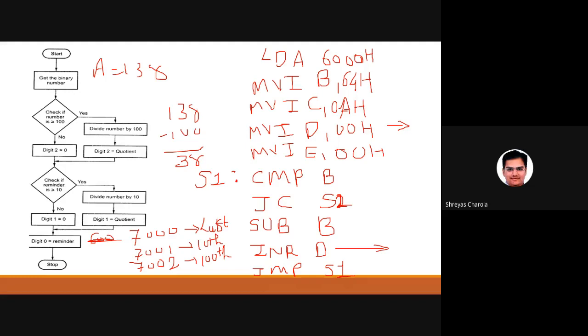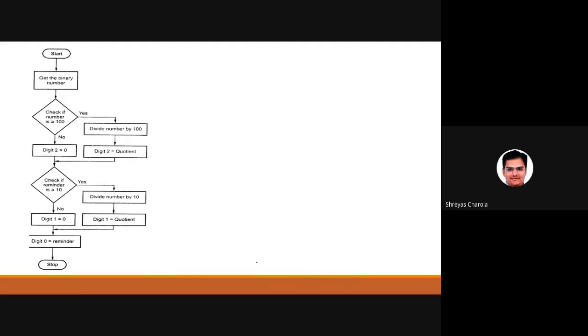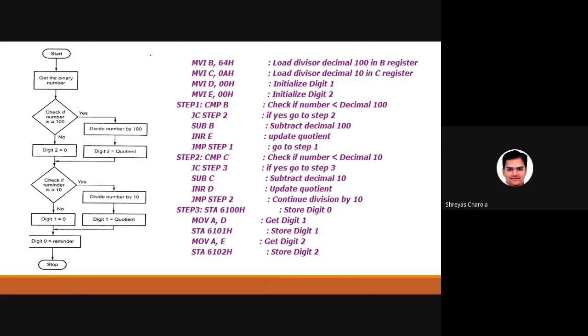Yes, I'm presenting the code, and if you have any doubt in that code, let me know. Removing all these things, this is the code we have. It's very easy code. Here you need to add just what is in LDA 6000H. The data is already there in this location. So have a look at this code, and if you have a doubt at any line that you didn't understand, please let me know.